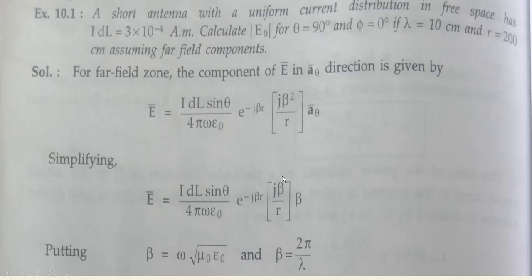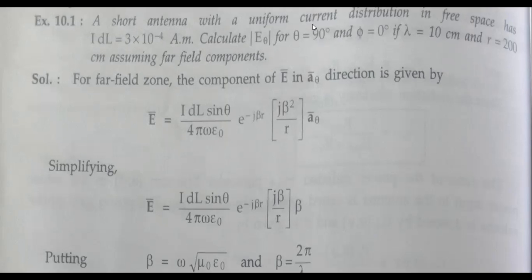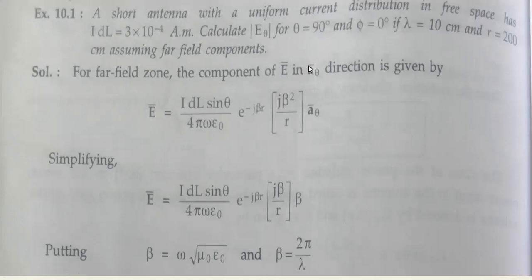What we need to substitute in place of beta is too important here. Beta will be equal to omega root of mu 0 epsilon 0. These formulas we have already studied and learned in uniform plane waves also, and in many places. Beta is the phase constant, omega is the angular frequency, and mu 0 and epsilon 0 are the permeability and permittivity of free space. By substituting the values of mu 0 and epsilon 0, you can conclude that beta is equal to 2 pi by lambda.